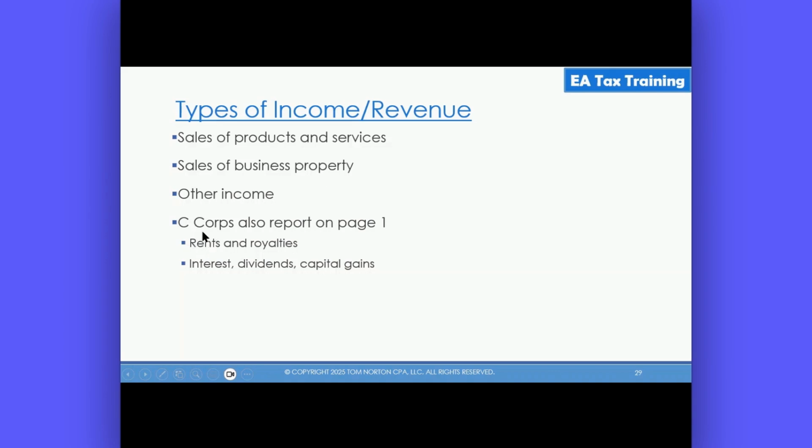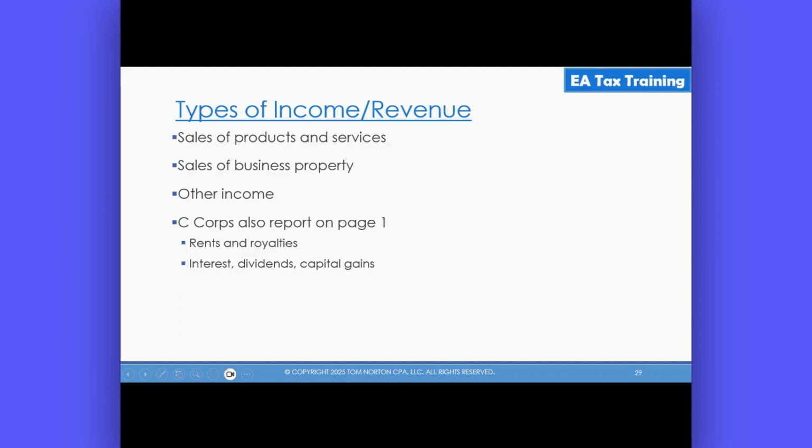And C Corps also include in income on page 1 of their tax return these investment types of income or portfolio income. So it's rents and royalties, interest, dividends, and capital gains. As we'll see, the other entities still report these on a different part of the tax return, but they don't report them on page 1 of the return.